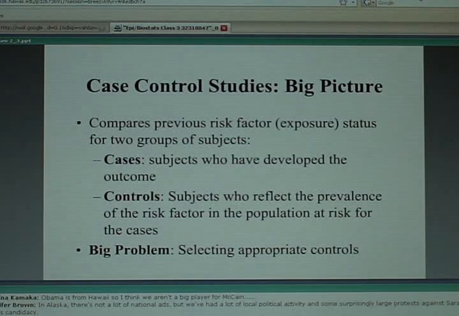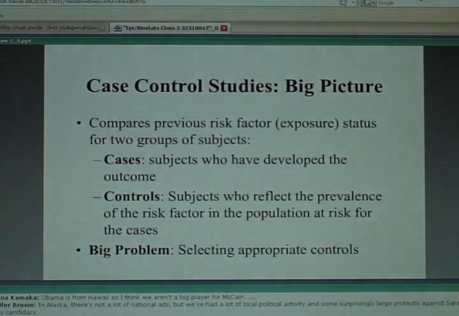So let me first talk about the big picture of a case control design. It's going to compare not outcomes, but exposures in 2 groups of people. You're going to start out with people who already have your outcome of interest, say who already have diabetes. You're going to be comparing them usually to people who don't have that outcome, who say don't have diabetes. What you're going to be asking about is some previous risk factor status in both of those groups.